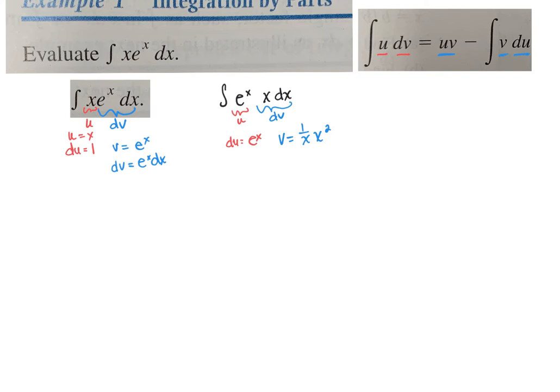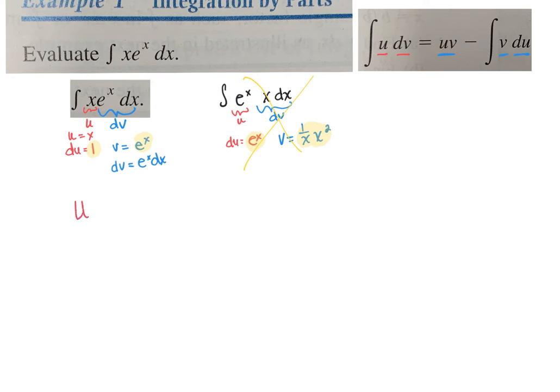Well, the v over here times du, that's a fairly easy antiderivative, e to the x. Over on this other side, v times du is just as complicated as what I started with, right? So this one is much more difficult. So we won't want to do that one. So we're going to set it up the first way.